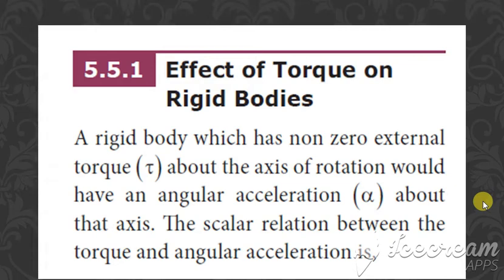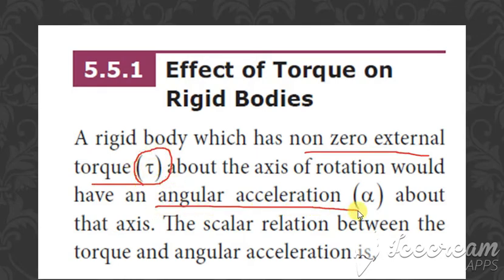Good morning, students. Today we are going to see the topic effect of torque on rigid bodies. First, let us see what the formula for torque is. For that, let us consider a body which has non-zero external torque. That torque is denoted by tau, and it has the angular acceleration which is denoted by alpha.